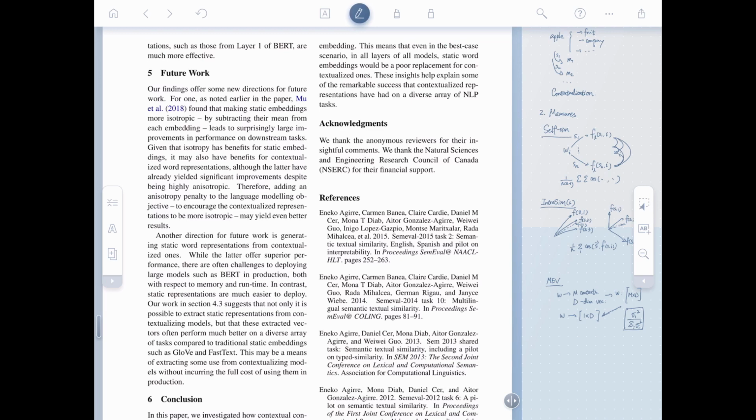Following the line of thought in this article, the author recommends making the language models more isotropic so that when reducing back to static embeddings, the word vectors will have nicer distributions.